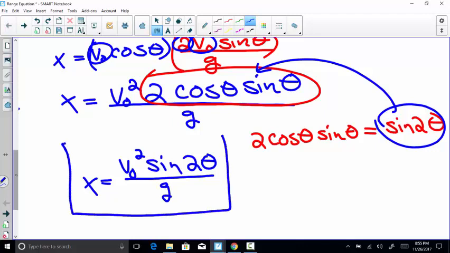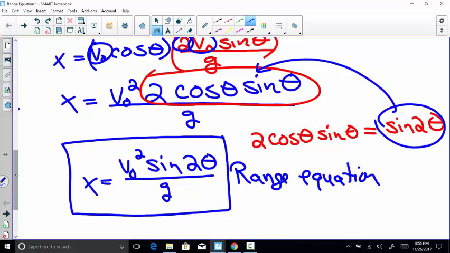And this right here is called the range equation. You should put that on your note card. It gives you the x distance, and if you look inside here, I don't need to know what the time is. All I need to know is the initial velocity and the initial angle, and I can find out the distance that an object will travel.